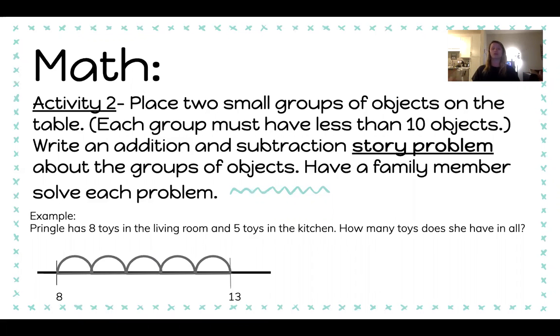Have a family member solve each problem. So for our example, Pringle has 8 toys in the living room and 5 toys in the kitchen. How many toys does she have in all? You can use an open number line, a regular number line, or a double 10 frame to solve this. You'll create, let's make a goal of at least 5 addition and subtraction word problems, and you will put them inside of your compositional notebook.